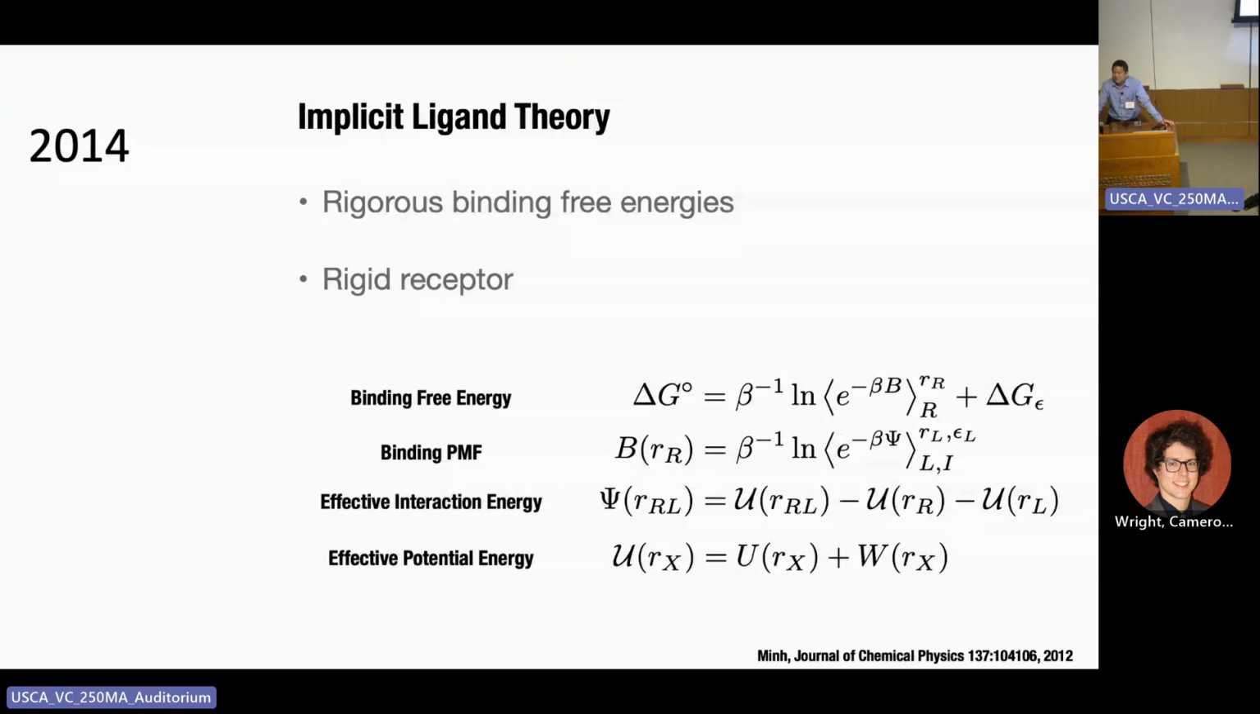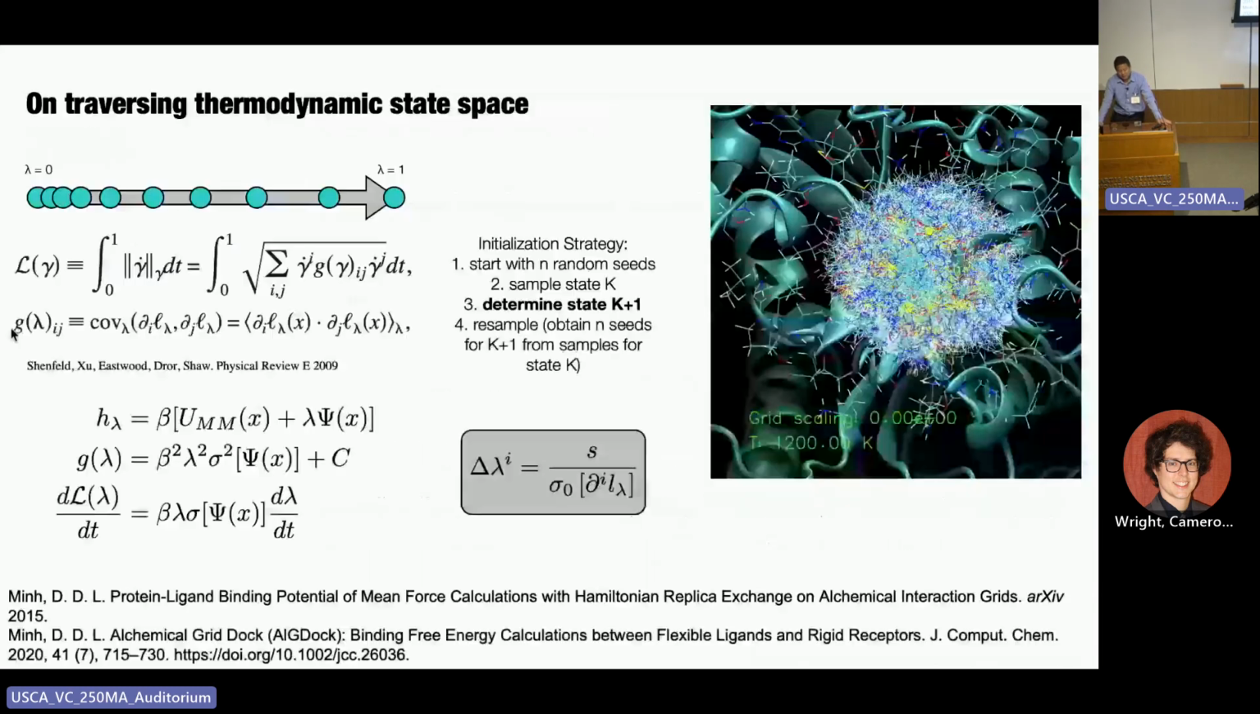So what is this implicit ligand theory idea? I've talked about it a few times, but maybe some of you haven't heard or forgotten. Basically, it's a way to get rigorous binding free energies and use multiple rigid conformations of the receptor. And the binding free energy is an exponential average of the binding free energies to the rigid receptor. That's the binding PMF, which is an exponential average of the interaction energy or of the potential energy, and it's related to the potential energy. Okay, so then that's the theory, but it's kind of hard to do the actual calculations.